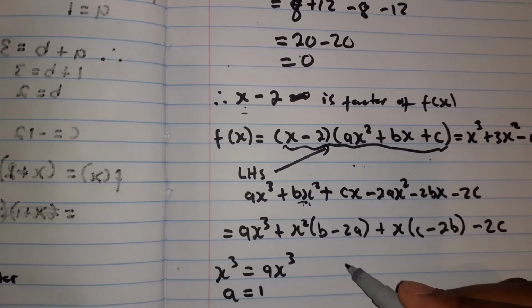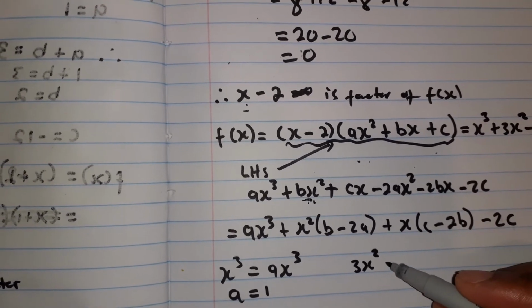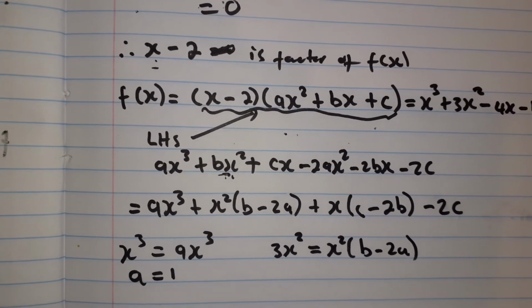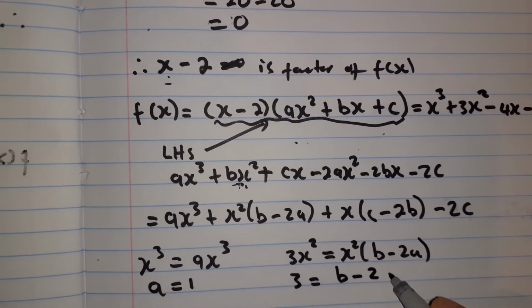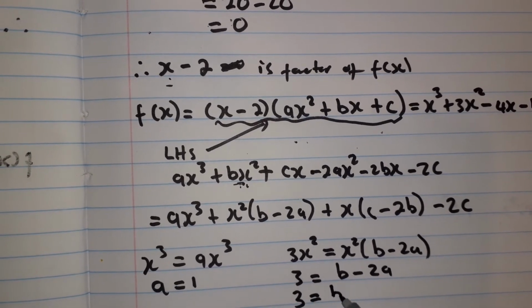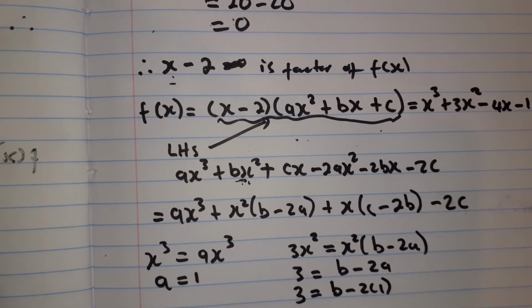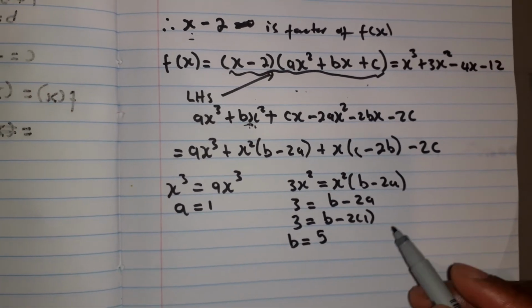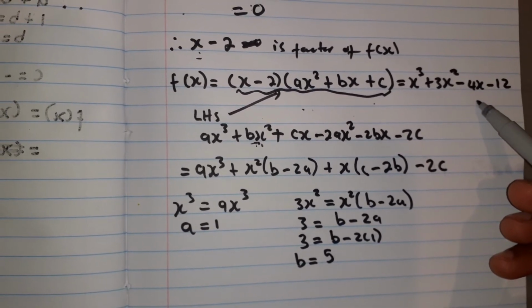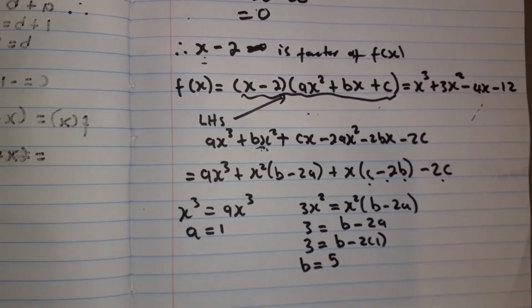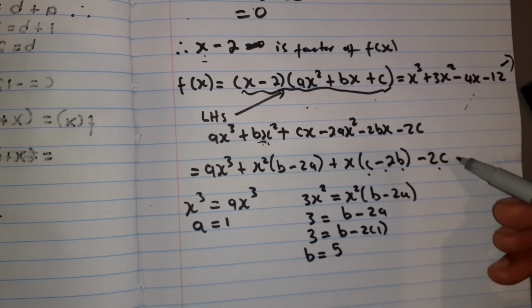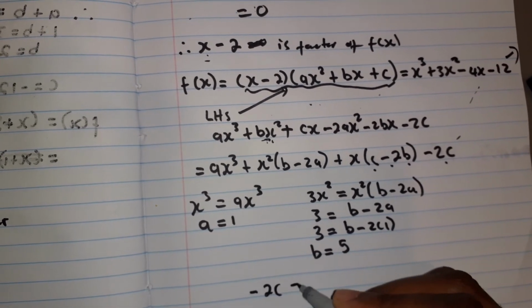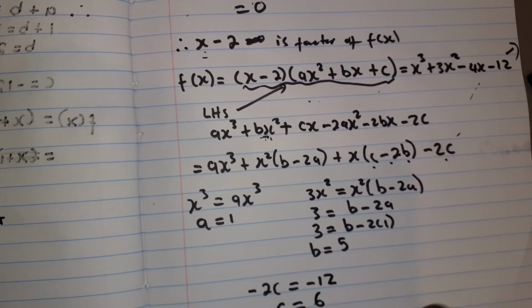We do the same thing now. 3x to the power 2 should be equal to x squared times b minus 2a. We divide both sides by x, and with a equal to 1, then b is 5. Then for c, we can either use this expression or that expression, and we get the same answer. The constant term is also equated, and c is 6.